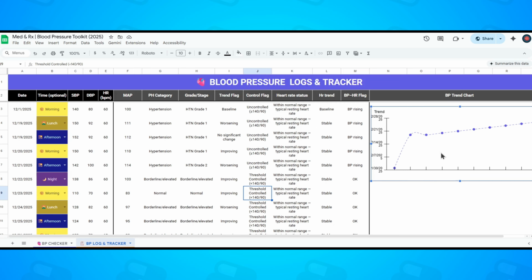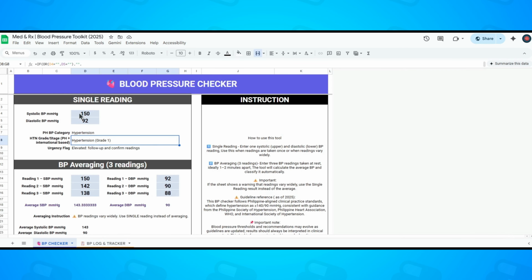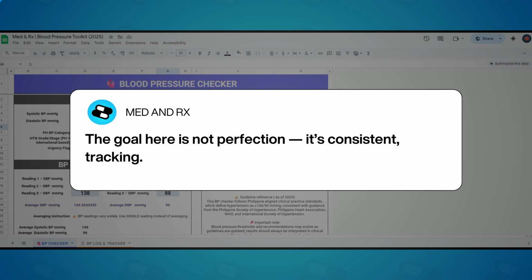In the other tab, there is also a blood pressure checker section, and this is helpful if you want to check a single reading or an average of 3 readings, which is what many guidelines recommend when values change. If readings change too widely, the tab reminds you to rely on single resting readings instead of averaging, which mirrors real clinical guidance. The goal here is not perfection, it's consistent tracking.